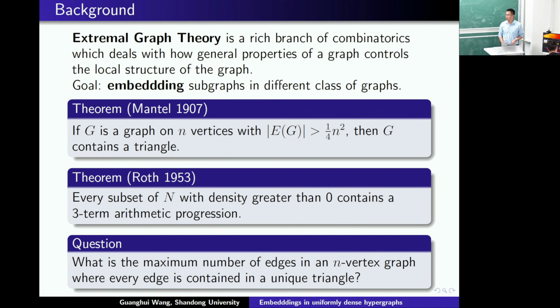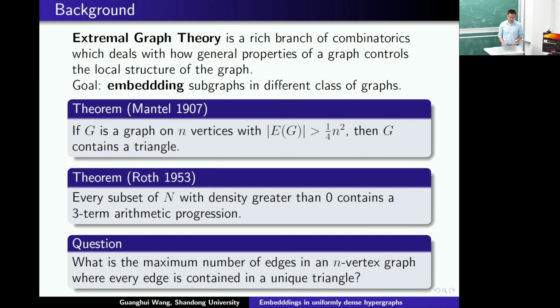We have the same style in other fields, such as number theory or additive combinatorics. The famous Roth theorem implies that if we choose a subset with positive density, then it contains a three-term arithmetic progression. Here, the three-term arithmetic progression is x, x plus y, x plus 2y. And interestingly, these two questions are strongly related.